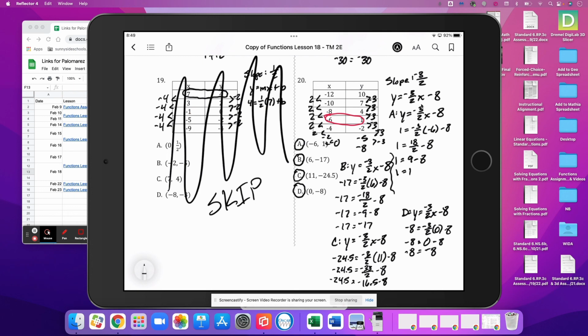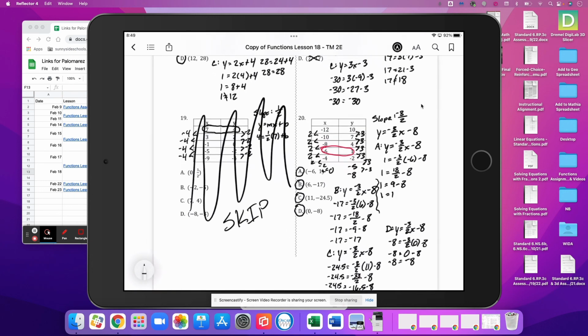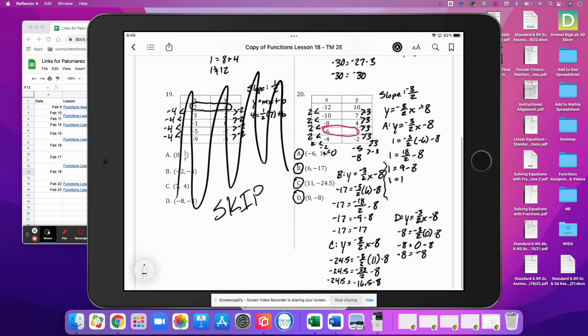And that's going to be it for lesson 18. I'll leave this here if you need to take some notes and things.